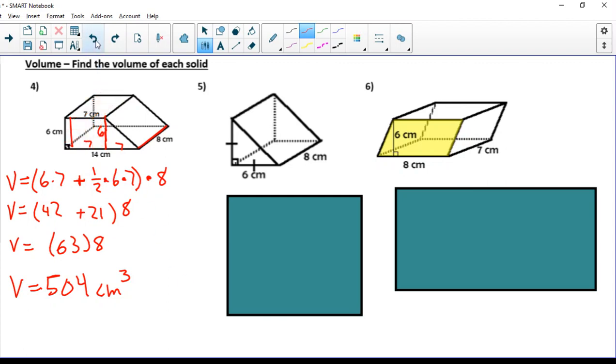What I want you to do here is pause the video and see if you can figure out this next one, number 5. Just with setting it up, I noticed that I have 2 hash marks. So if this is 6, this has to be 6. The base of the prism is going to be this triangle, so I need to calculate the area of the triangle and then multiply it times 8. Go ahead and pause the video here, and see if you can figure that out on your own.